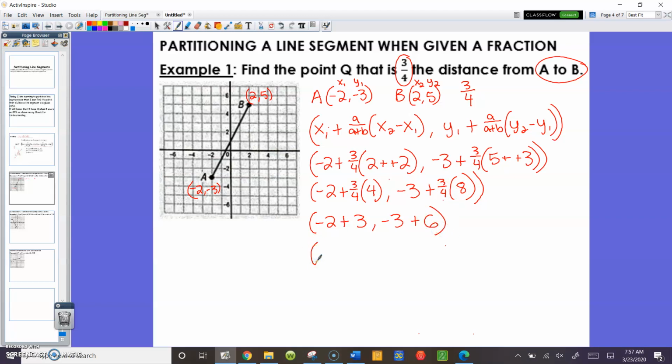And now let's go ahead and simplify these integers. So -2 plus 3 is 1. -3 plus 6 is +3. So we have found point Q, which is the point that partitions the line segment in 3/4. So let's go ahead and plot this point. 1, 3, and this is Q. So what we have done is went ahead and separated this line segment, or divided this line segment, going from A to B. This is 3/4 and this would be 1/4. So this point is 3/4 of the way from A to B.